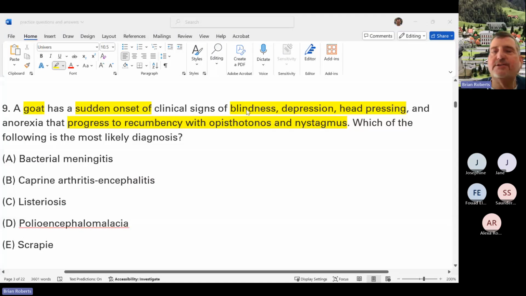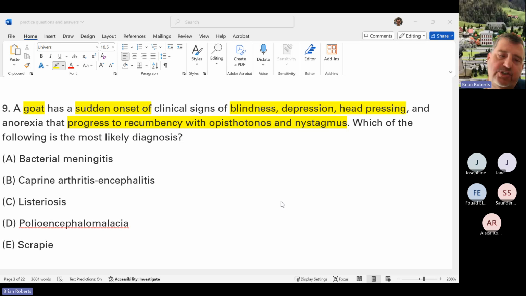Okay, so that's what opisthotonus is. So based on this description, blindness, depression, head pressing, opisthotonus, and nystagmus, where is the lesion? Is it CNS? If it's CNS, is it in the brain or is it spinal cord or both? Yeah, so it's above the foramen magnum, right? Where we're dealing with a central brain issue.